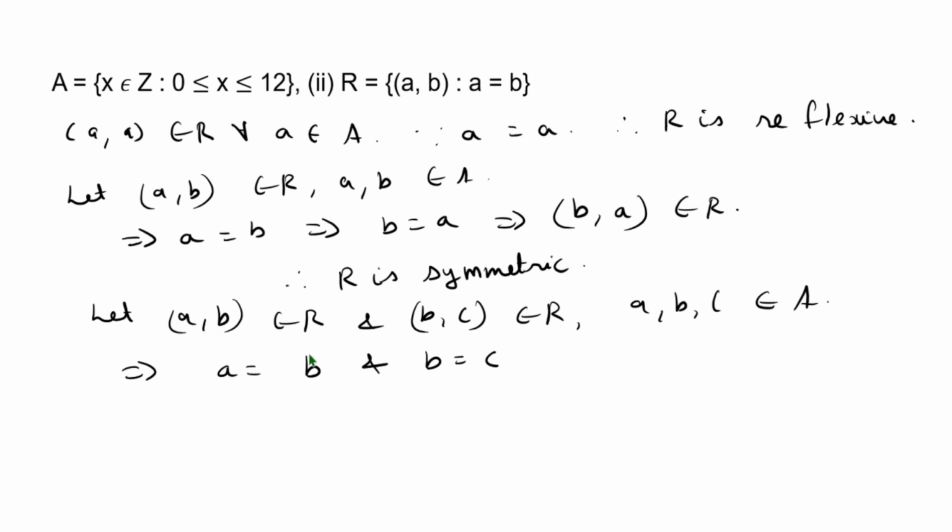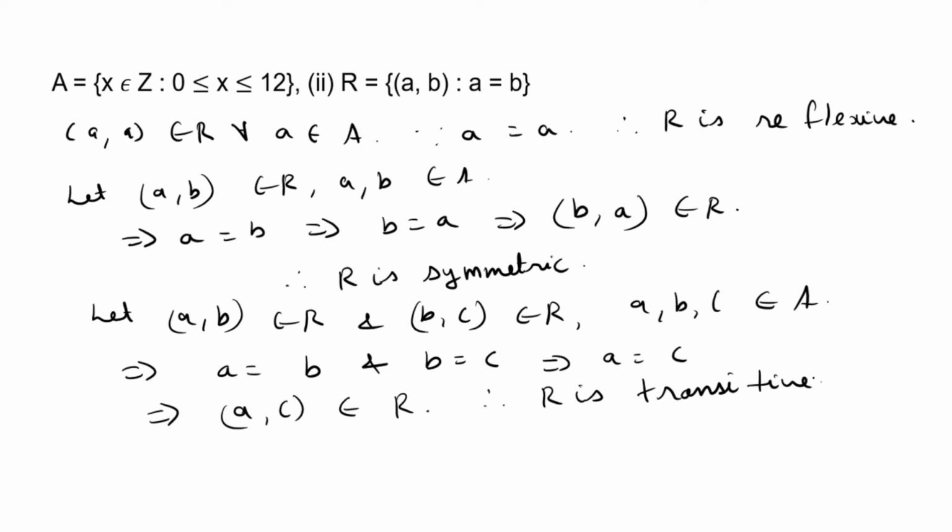So if (a, b) belongs to R, a is equal to b, and (b, c) belongs to R means b is equal to c. If a is equal to b and b is equal to c, then a is equal to c. This implies a is equal to c, which means the ordered pair (a, c) belongs to R. Therefore, R is transitive.